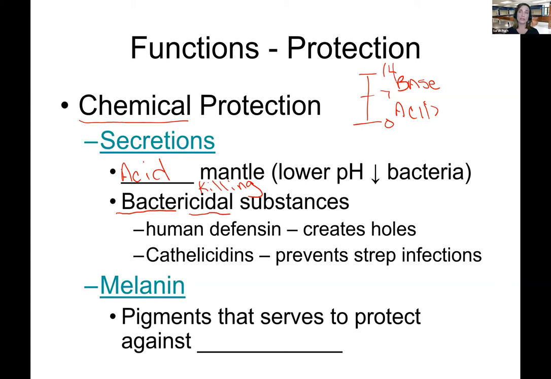One is called human defensin. This is a super cool chemical that gets released. It is not specific. So I'll write that over here. Not, here my pictures are in the way. There we go. Not specific.